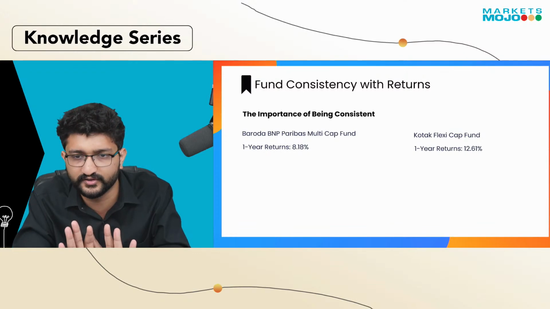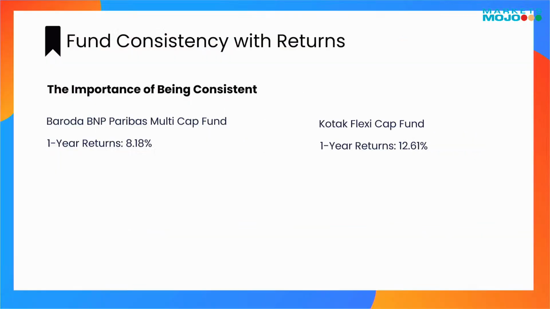Now, let's just pause here and look at the slide. If I give you an option to select the best fund within both of these, the human mind would ideally go for the right one, which is nothing but Kotak Flexi Cap Fund. The reason is that we are only looking at one particular thing over here, which is 12.61% return, which is greater than 8.18% return. Just because this is greater, we might look at investing in this particular fund. And that's a common mistake we always make as investors.